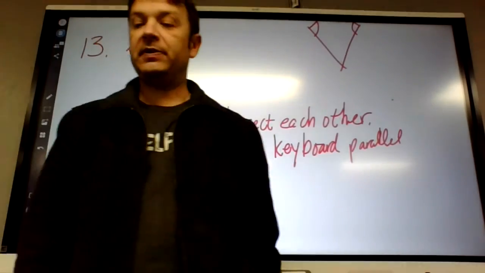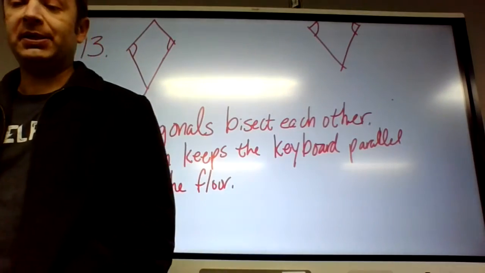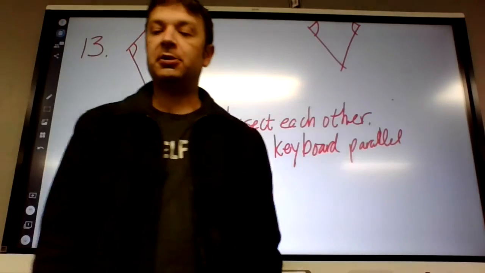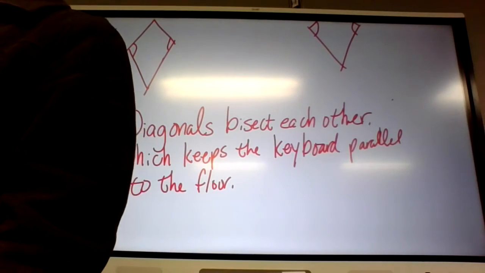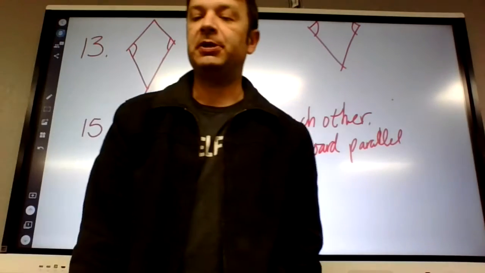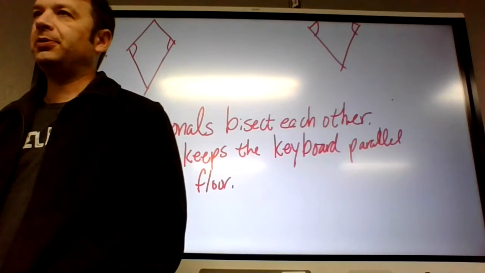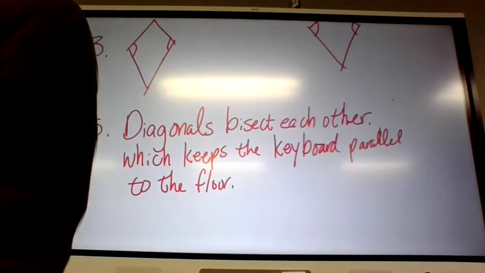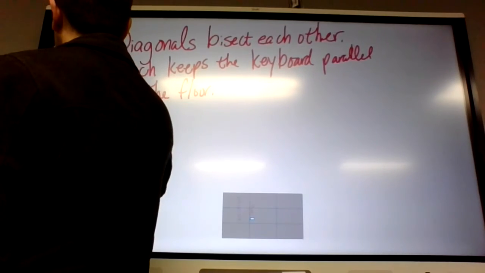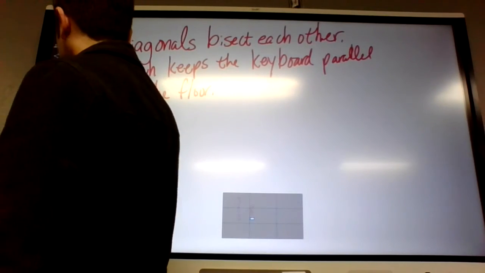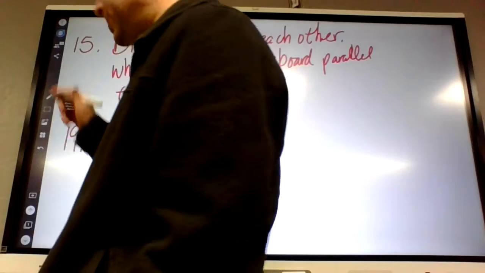Okay, 17 we're skipping, so 19. Determine whether the given information ensures that ABCD is a parallelogram. Explain your reasoning. So it's kind of like 2 through 6. We're saying whether it's a parallelogram and why, or why not. So I probably need to draw this.